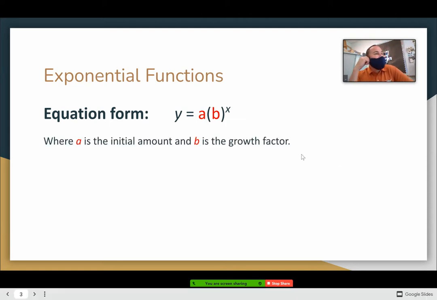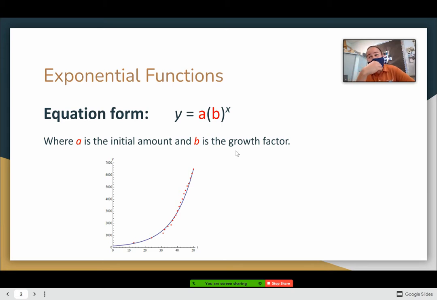A is always going to stand for the initial amount. You might have remembered this from last year. And b is the growth factor. It's what do we multiply by each stage of the growth or possible decay. This is what exponential growth looks like. Draven was right about that when he made that sign with his finger.